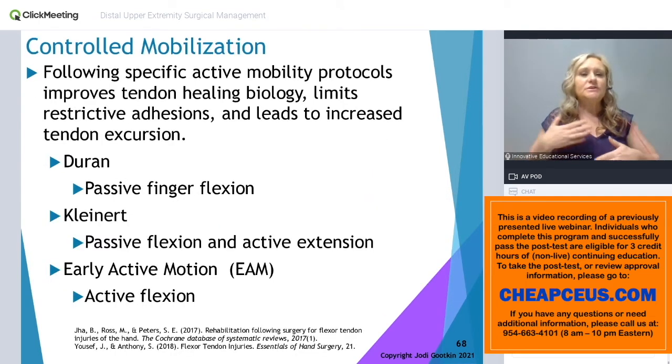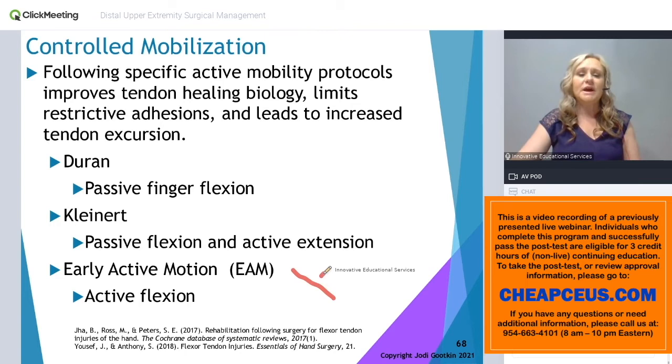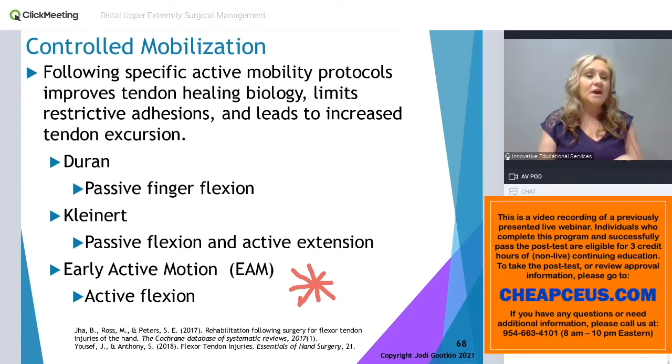What we're seeing is earlier controlled mobilization as the preference for management of post-op patients with tendon repair. There are several different protocols that are out there. The Duran protocol utilizes passive finger flexion. The Kleinert, as I said, is looking at passive flexion with active extension. And the trend now is moving towards early active motion for patients. A Belfast protocol might be how you hear it referred to. And I'll be honest, there are so many different little modifications and versions to it.